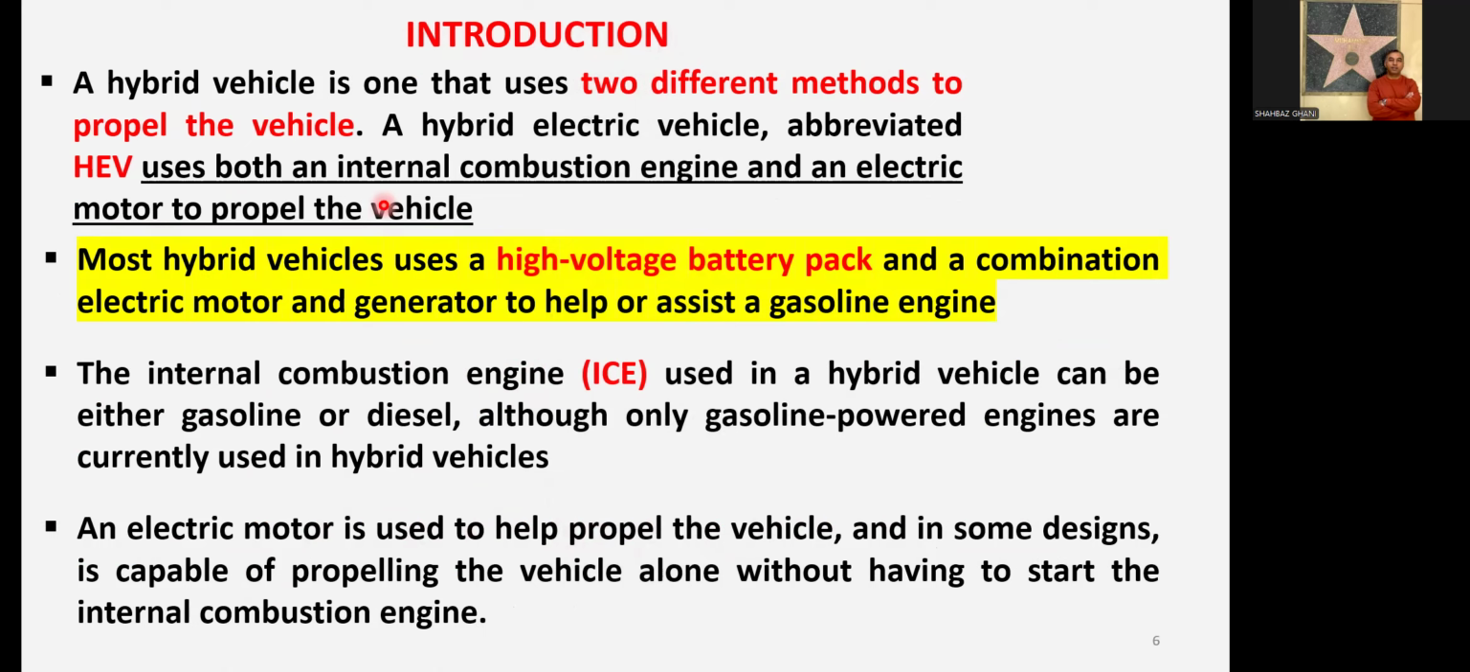A brief introduction to the hybrid vehicle. A hybrid vehicle is one that uses two different methods to propel the vehicle. A hybrid electric vehicle, abbreviated HEV, uses both an internal combustion engine and an electric motor to propel the vehicle. Most hybrid vehicles use a high voltage battery pack as the other source, and a combination of electric motor and generator to help or assist a gasoline engine. So this was the brief introduction of a hybrid vehicle.